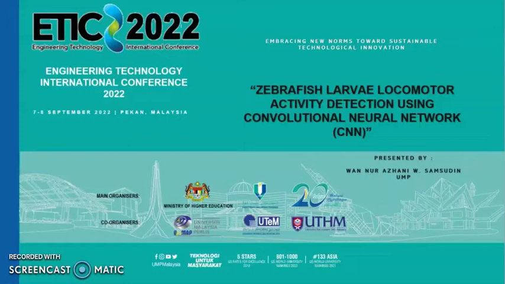Okay, today I would like to share with you a research from my group titled Zebrafish Larvae Locomotor Activity Detection using Convolutional Neural Network or CNN.